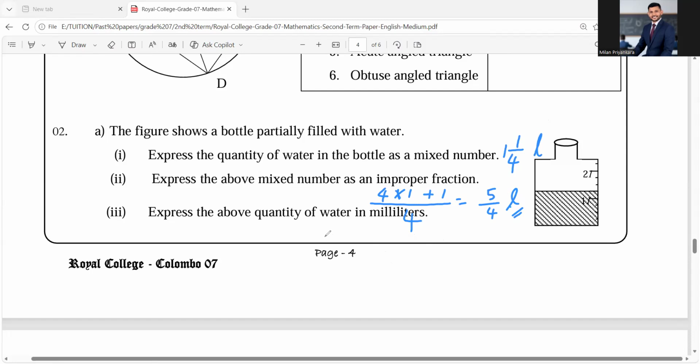Express the above quantity of water in milliliters. Milliliters is very simple, right? 1 liter means 1000 milliliters, and a quarter of a liter means 250 milliliters, right? Because 1 liter is 1000 milliliters. Therefore, 1000 plus 250 is 1250 milliliters. That's easy. Okay. I hope you understand this, right?